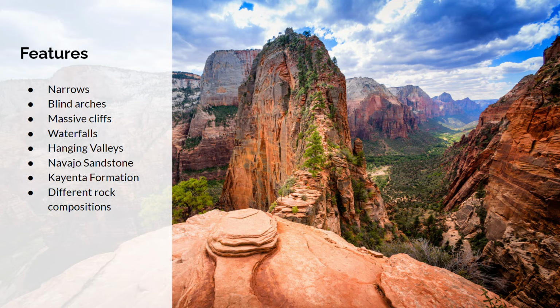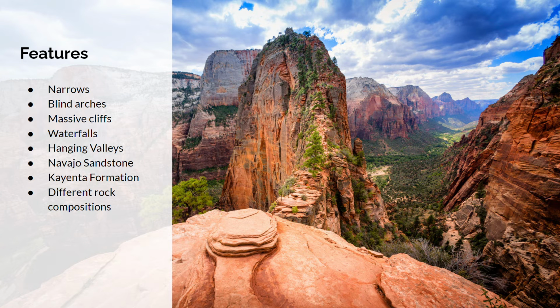Some unique features due to those actions forming the park. We have the Narrows, like you saw in that first picture on the top, and also blind arches. That's when instead of just a massive block, only a little chunk of the hole in the rock falls out. And then we also have massive cliffs. That's really the key factor of this park, why it's so interesting.